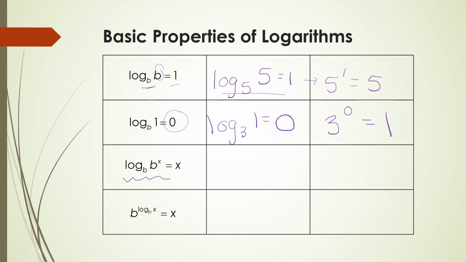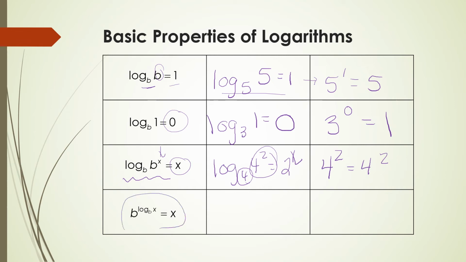Let's take a look at this one. Log base b of b raised to the x. Hey, that equals the exponent. Well, let's take a look at something with numbers. Log base 4 of 4 squared is going to be 2. Well, if I rewrote that as an exponential equation, that 4 is my base. This 2 is the exponent. And that's the answer. Oh, well, that really makes sense. 4 squared is equal to 4 squared. That's common sense, right?